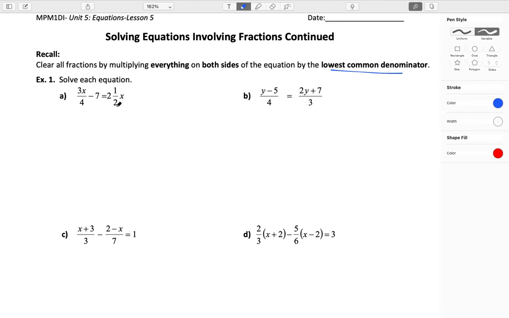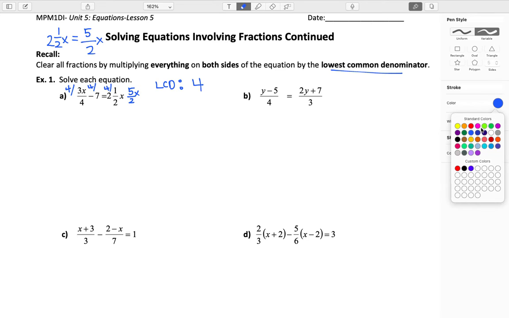If you take a look at example 1a, I noticed that we don't have a fraction equal to a fraction. So therefore, I'm going to find the lowest common denominator. In this case, it's going to be 4. So 4 goes into 4 and 2 goes into 4, so I'm going to multiply everything by 4. And I don't like this mixed fraction, so I'm going to change this 2 and 1 over 2x into an improper fraction. 2 times 2 plus 1 is 5 over 2x.